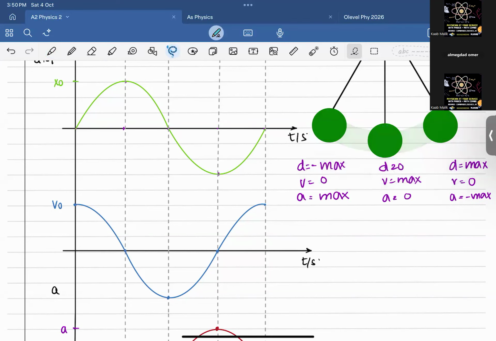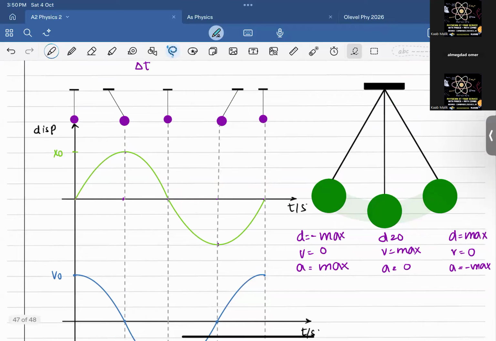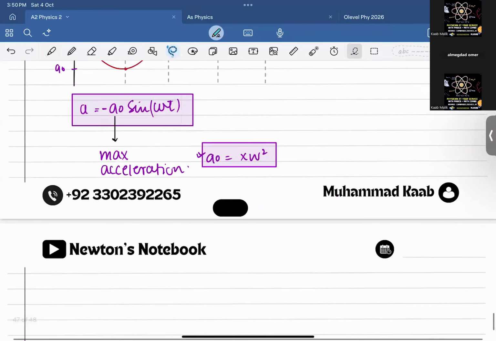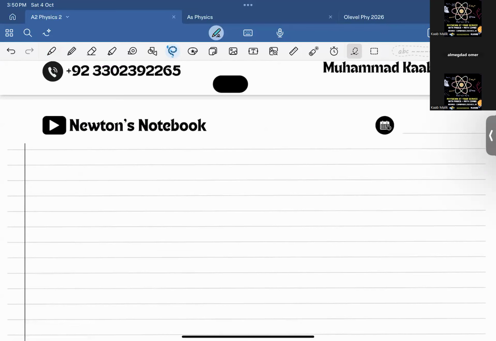We have to consider how the force acts, but before that, let's draw the graph and then we'll move on to the forces. So let's say I want this graph: velocity is equal to x naught omega, and I want to make this graph: acceleration is equal to x naught omega squared. So I have these two concepts and I want to make the graph.